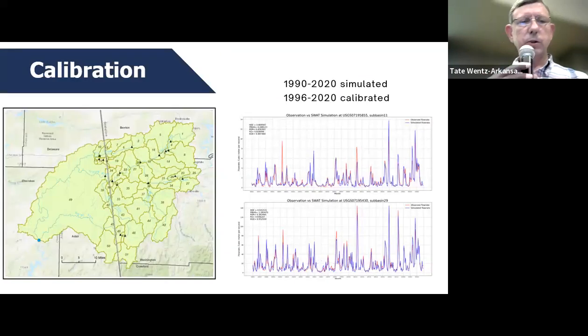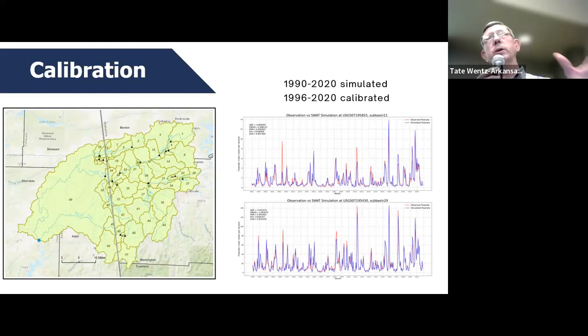Okay, so let's go ahead and move into calibration. We're going to be looking at some calibration results here in just a second. And we have, like I said, monitoring data at each of those. On the map on the left, the triangles show some of the locations where we have data. Actually, we're blessed with having a pretty good bit of data in this watershed.